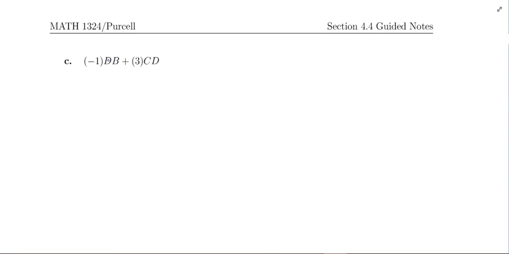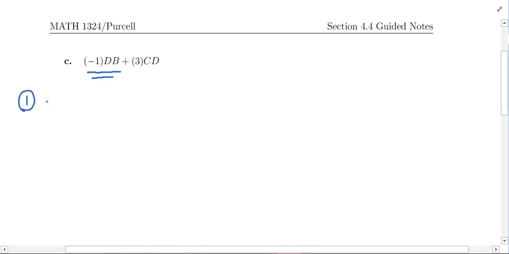If we think back to PEMDAS, remember, we're going to do multiplication before addition. So we're going to break this up into a couple of parts. We're going to first concentrate on -1 times D times B, and then later we'll come back and do the 3 times C times D. Once we have the two results, we will add them together. All right, I am going to start with -1 times D times B.